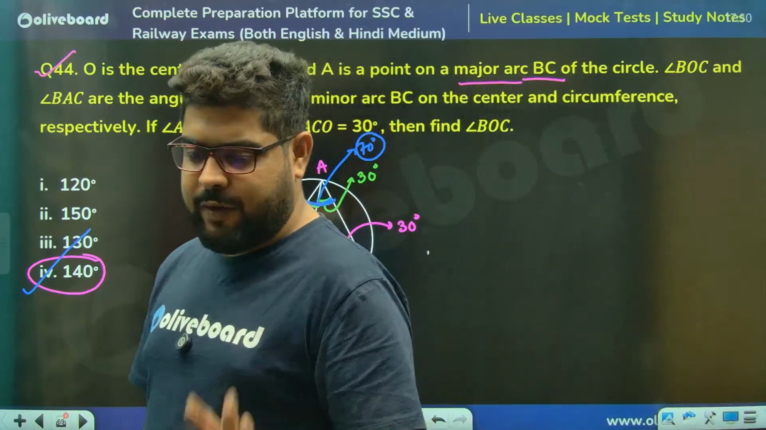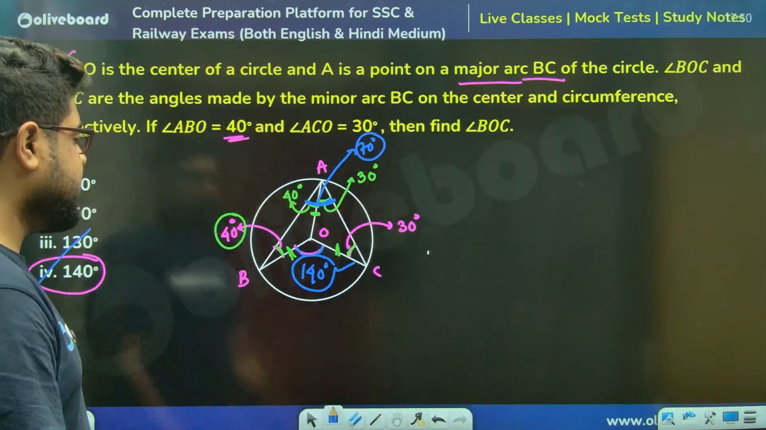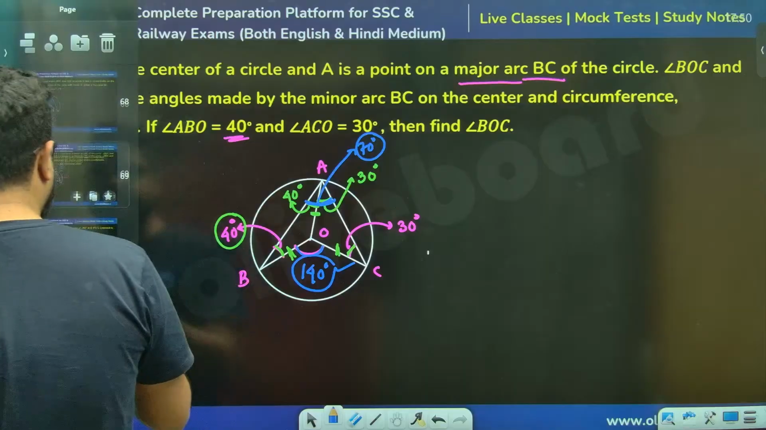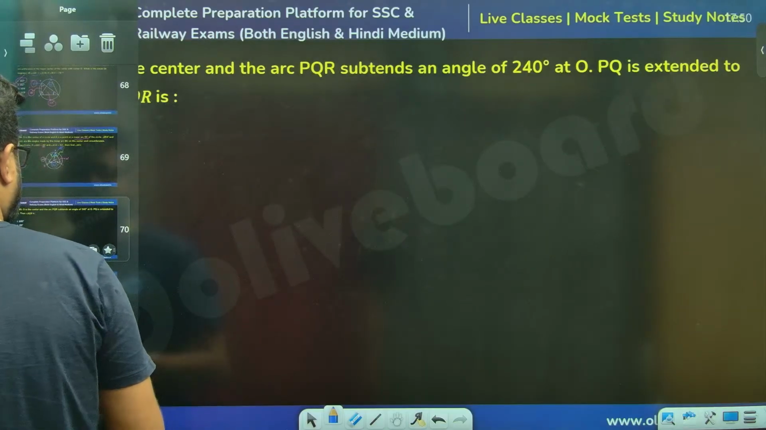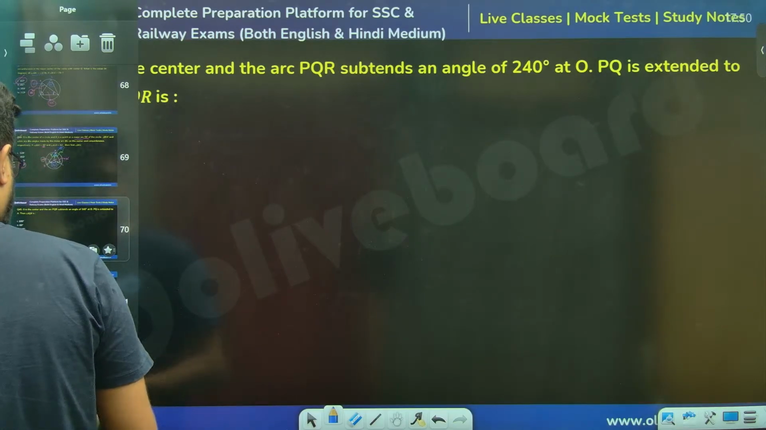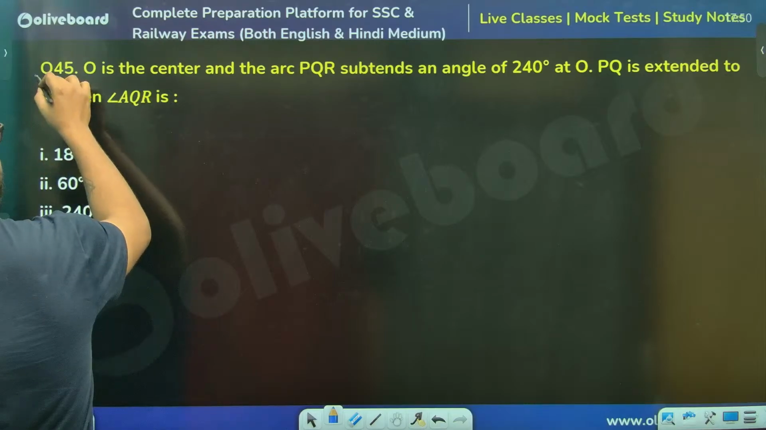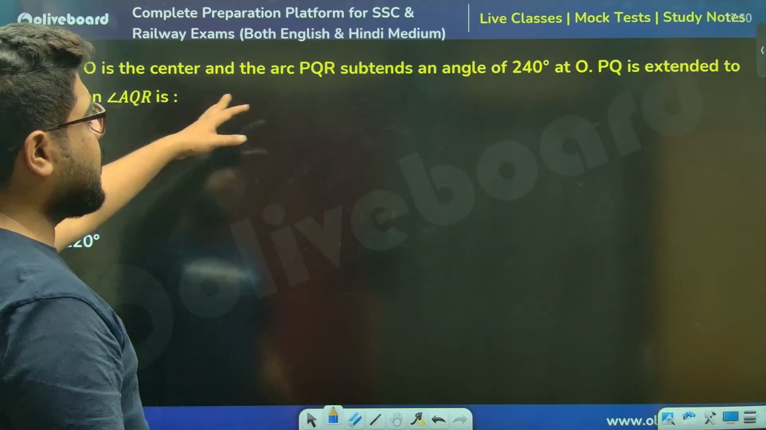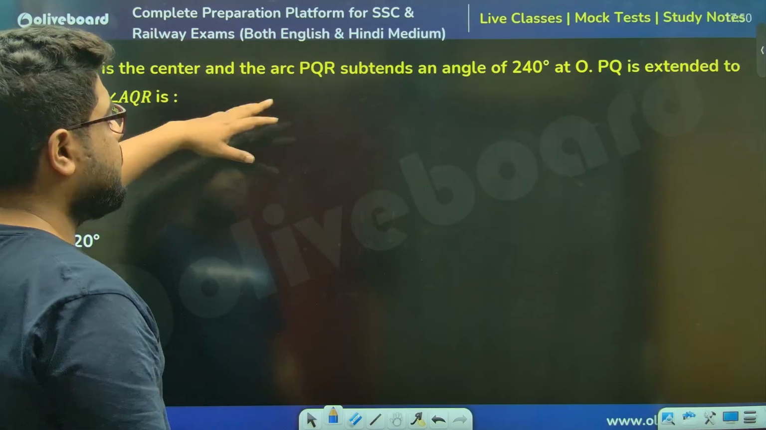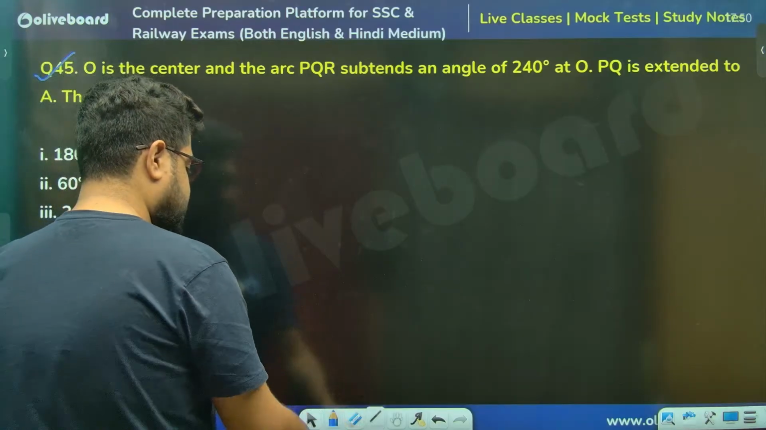Perfect, everyone. Very, very simple question. I guess this was a CHSL question, most probably. Sir, O is the center, arc PQR subtends at this. PQ is extended to this. What is this? Chalo, let's see.